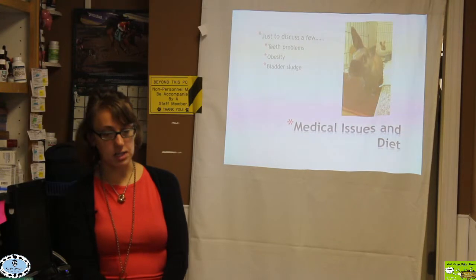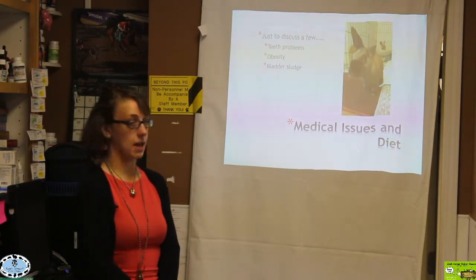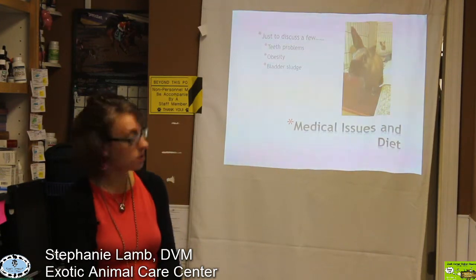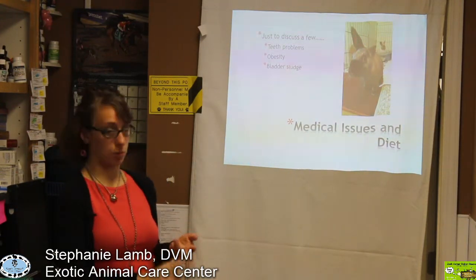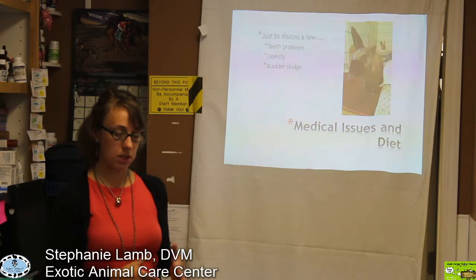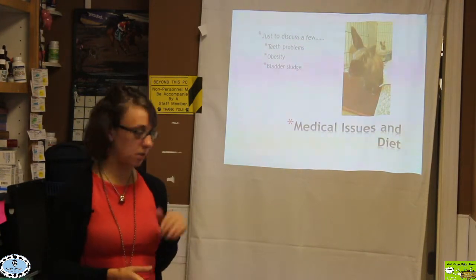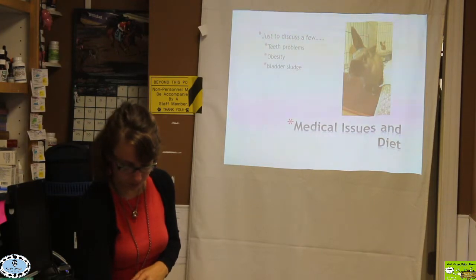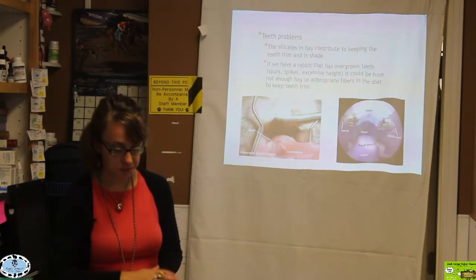Alright, so now we're going to get into a few medical issues that we can see with diet in rabbits. So, briefly we're going to talk about teeth problems, obesity, bladder sludge. Certainly there's other things that we could talk about, but these are kind of the three main ones that I wanted to go over today, because they're the main ones that we have to deal with.